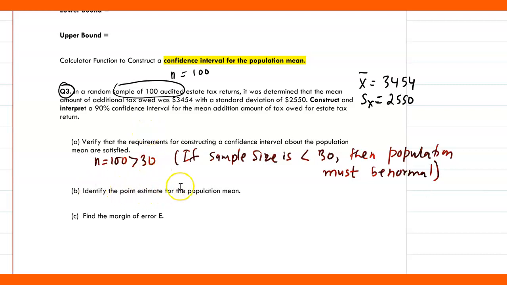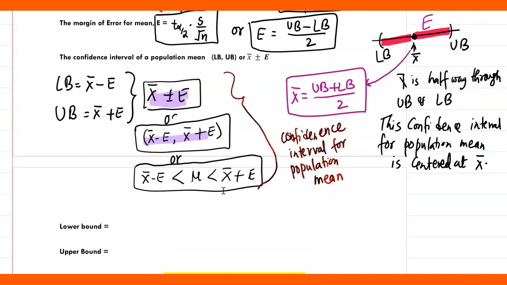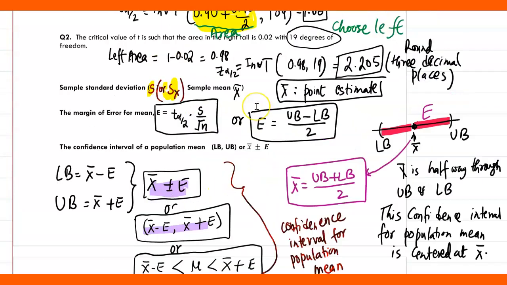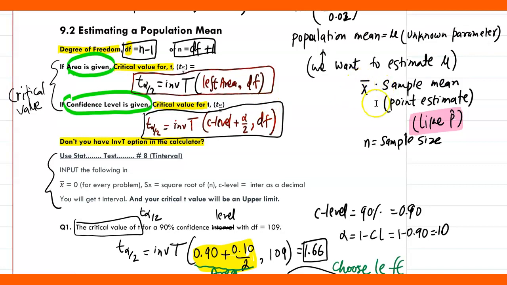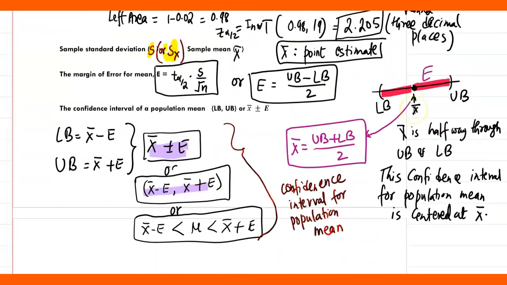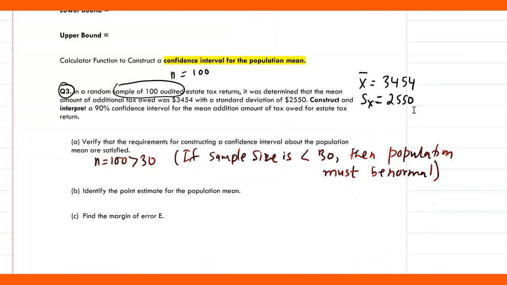Now, identify the point estimate for the population mean. I mentioned before that the point estimate is also called x bar. X bar is called the sample mean, also called the point estimate. Therefore, here the point estimate is the sample mean, which is 3,454. Next, find the margin of error.